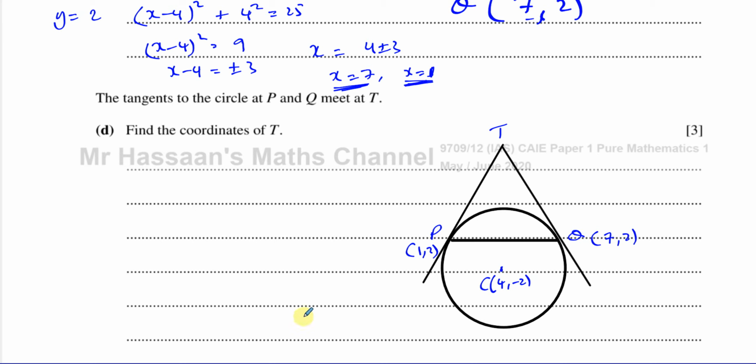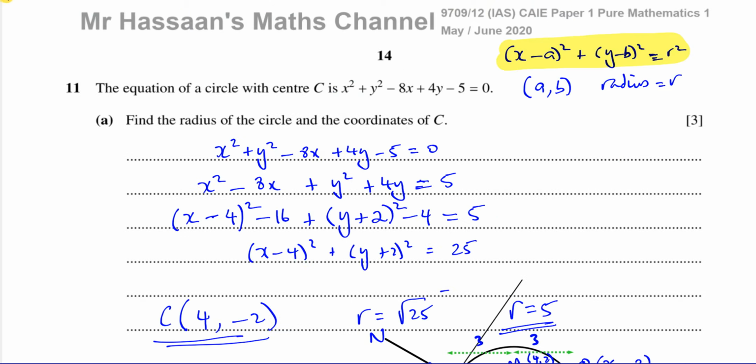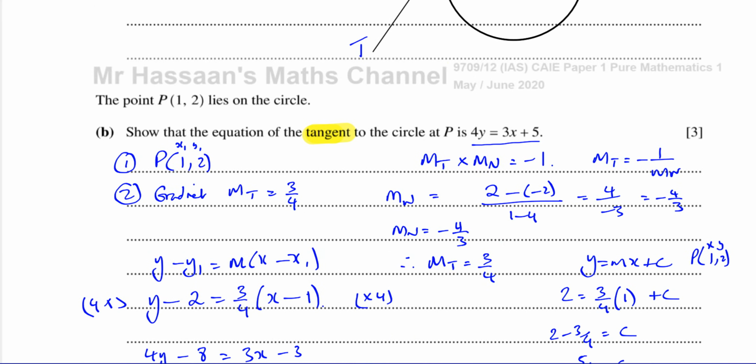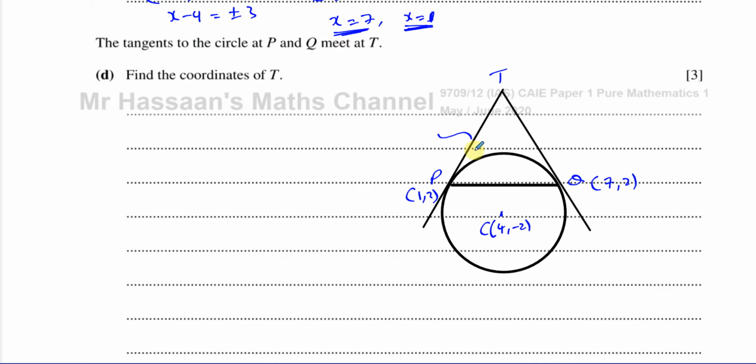So the tangents to the circle at P and Q meet at T. Find the coordinates of T. We already know the equation of this line. We found it in part B. It was 4y equals 3x plus 5. Now we need to find the equation of the tangent here to find where it will meet, so we need to know the gradient of this line.